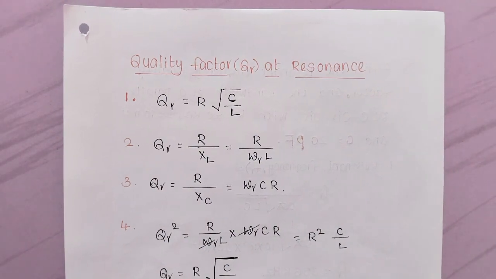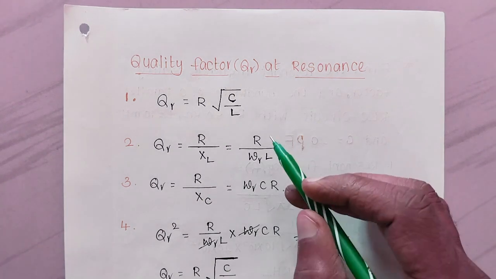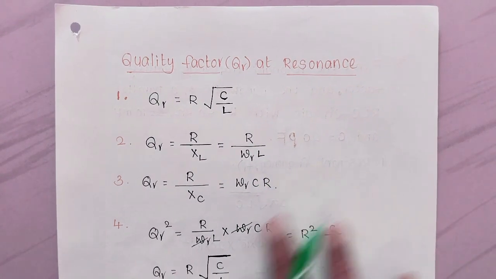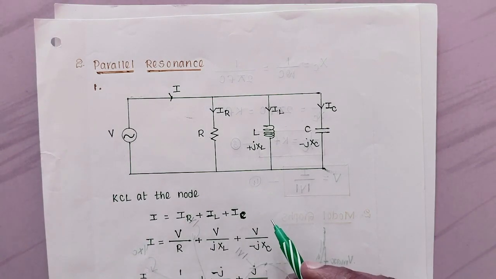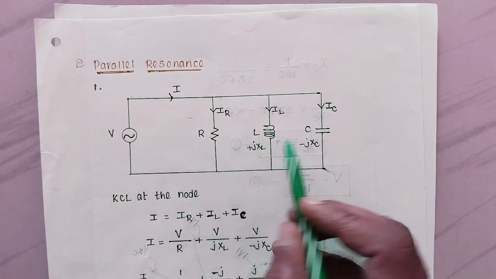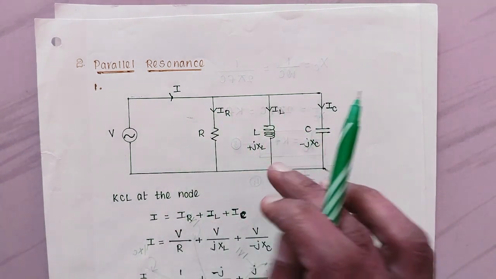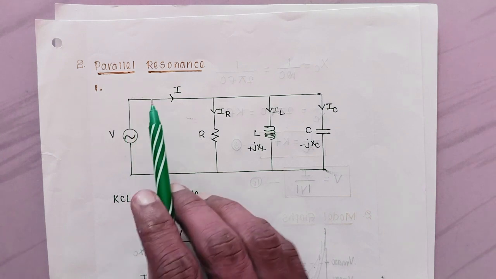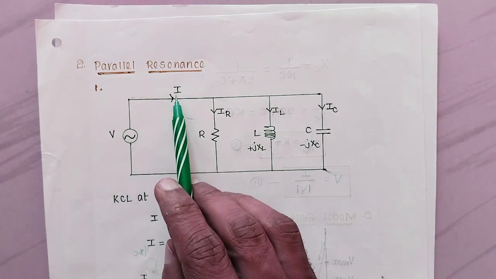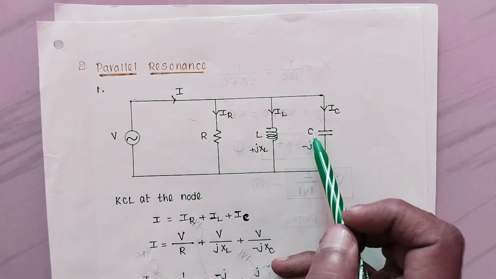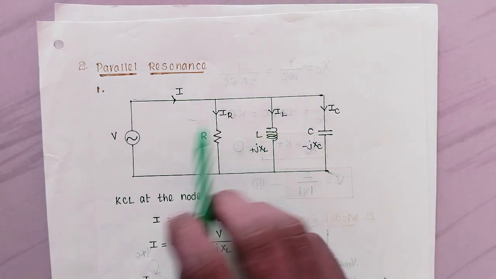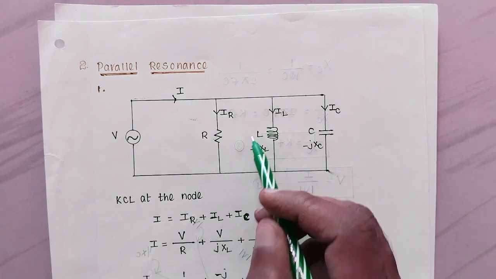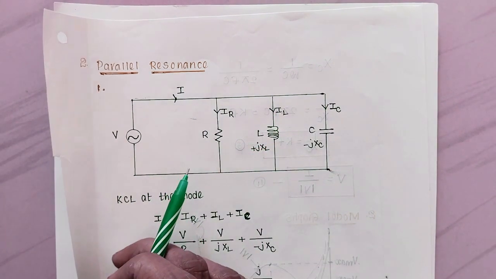So, quality factor at resonance. For parallel RLC circuits, what are the different expressions for the quality factor? A parallel RLC circuit is resistance, inductance and capacitance connected in parallel, and this combination is connected to a voltage source, and the current coming from the source is I, and that current divides into these elements as IR, IL and IC. So at resonance in a parallel resonance circuit, what are the different expressions for the quality factor?